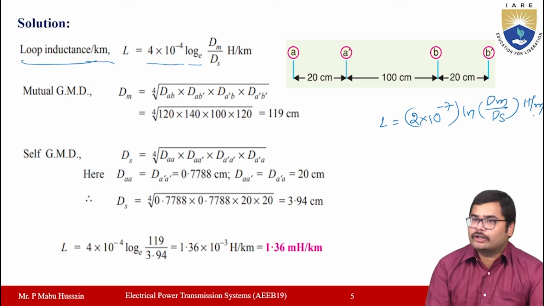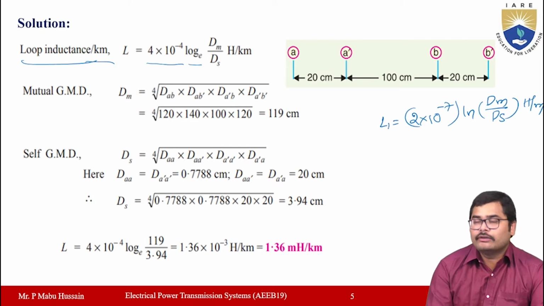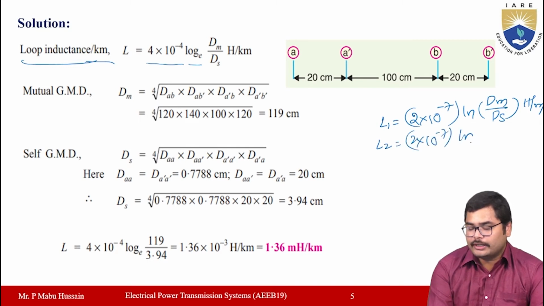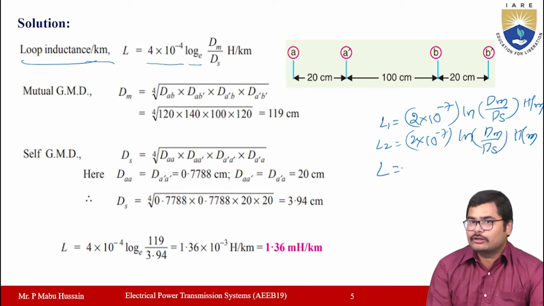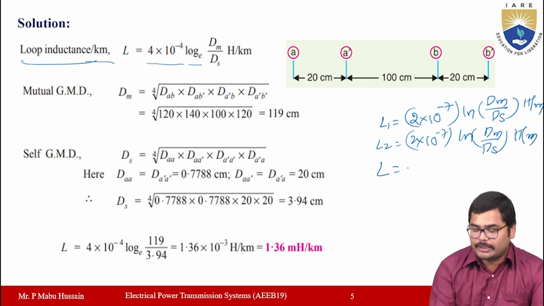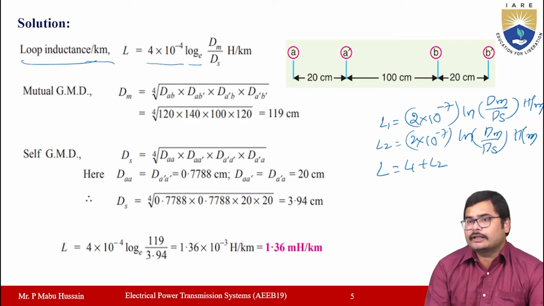So this is for one conductor only. The second conductor is also the same, 2 into 10 power minus 7 ln Dm by Ds, which is again in henries per meter. So the loop inductance, you can call it the total inductance, will be the sum of the two inductances.